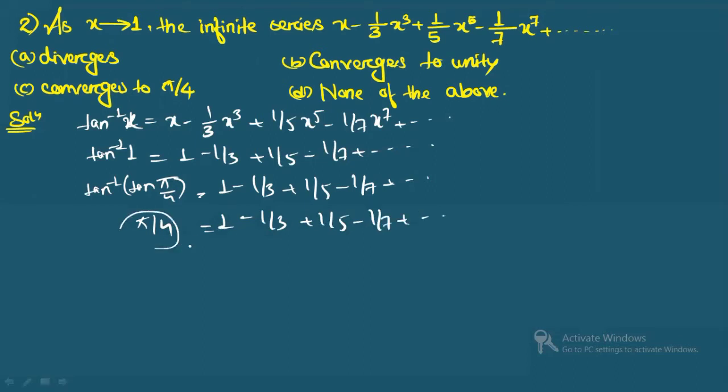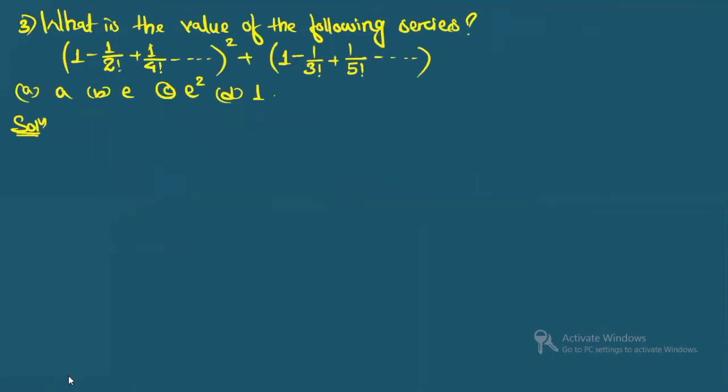This infinite series will what? It will converge to pi by 4. Yes or no? So this is very simple. Just write the series of tan inverse x, with x tends to 1. So for 1, the value of tan is what? Tan pi by 4 is 1. And then you can get the value to which the series will converge. Clear? Now let's see the next question.